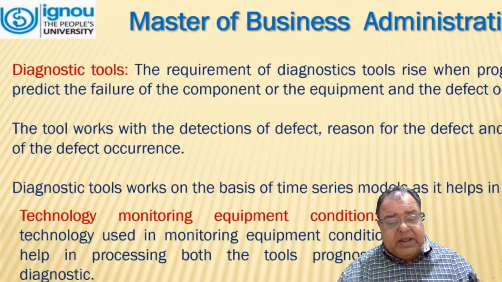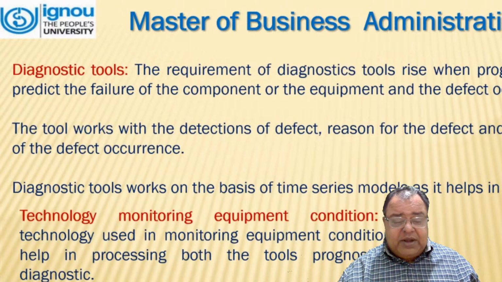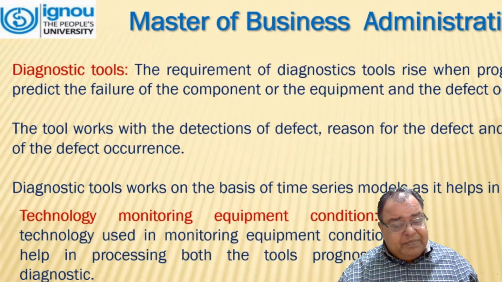Technology monitoring equipment conditions. The technology used in monitoring equipment conditions can help in processing both the tools, prognostic and diagnostic. The technology monitors the acquisition of data, vibrating machinery, the analysis of oil, temperature of the equipment, and room temperature, pressure, and other factors that concern the equipment health.